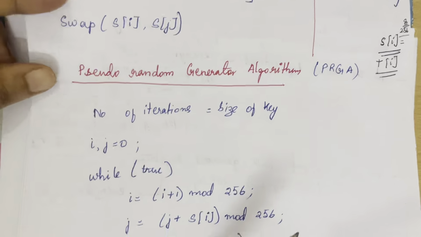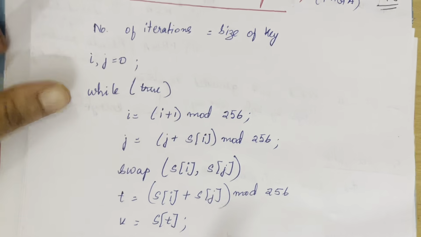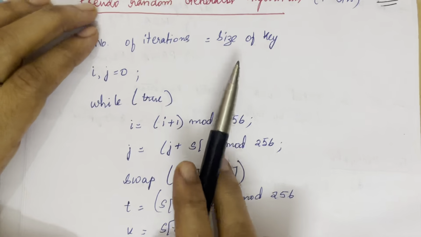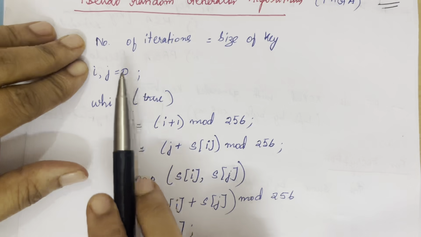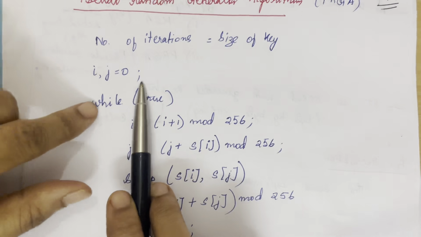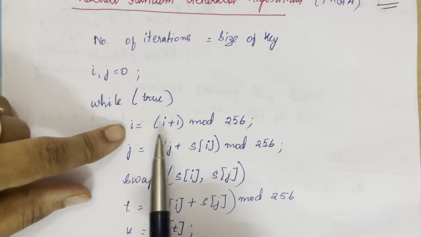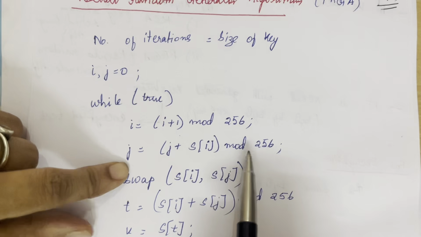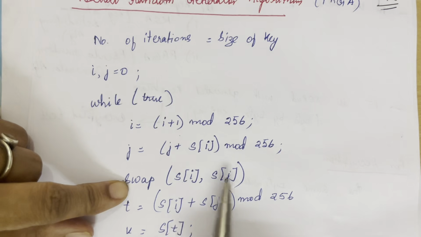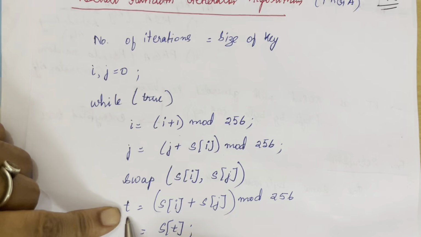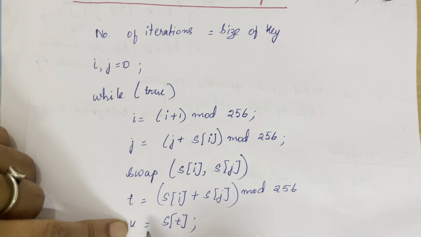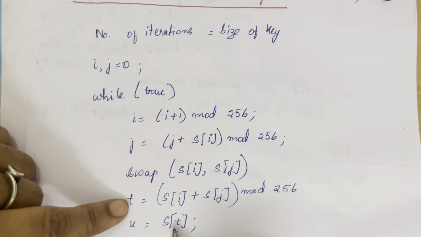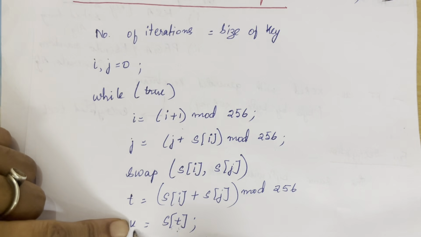Next comes the pseudo random generator algorithm. This is the algorithm you have. First we are going to set the size of the array to the number of iterations, and I and j you are going to set to 0. While true, I will be equal to I plus 1 mod 256. j will be equal to j plus s of I mod 256. Then you are going to swap the values between s of I and s of j, and temporary value t will be equal to s of I plus s of j mod 256, and the key stream will be equal to s of t. Whatever value you get for t, you find s of t and that value will be considered as the key value.